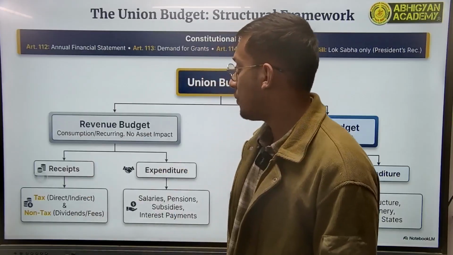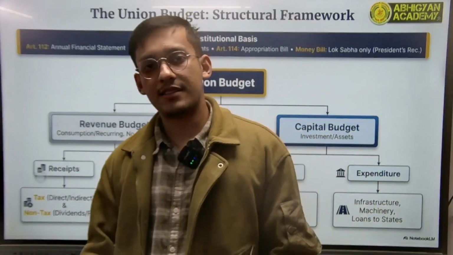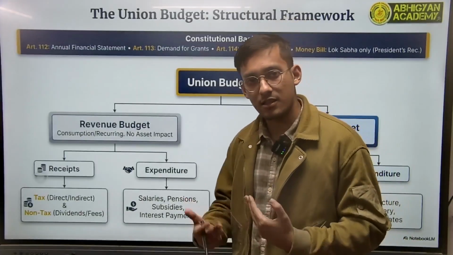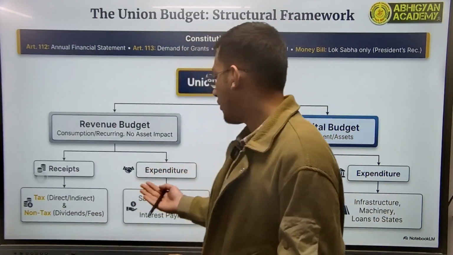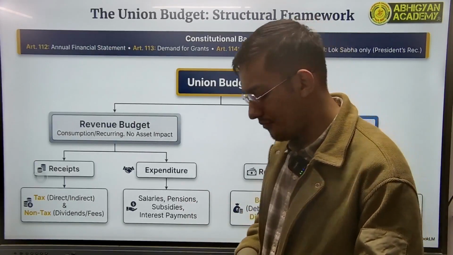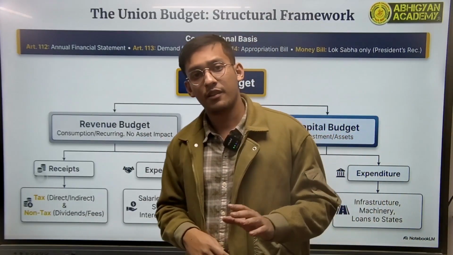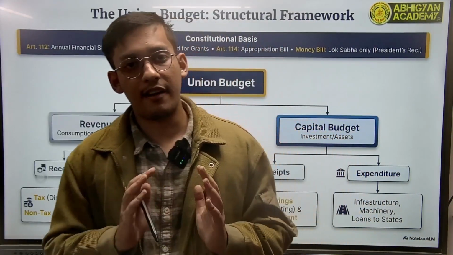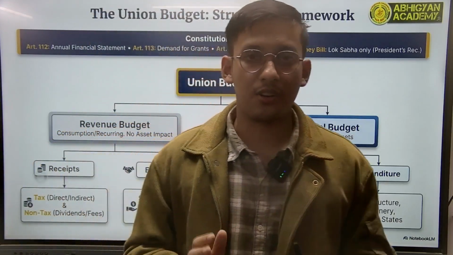Whereas in revenue budget, we see receipts are tax or non-tax. Thus, it stays with the government. They can spend as per their requirements. In the expenditure, we have salaries, pensions, subsidies, and interest payments. Again, to tell you, in capital budget, liabilities and assets are affected. In revenue budget, liabilities and assets are not affected.